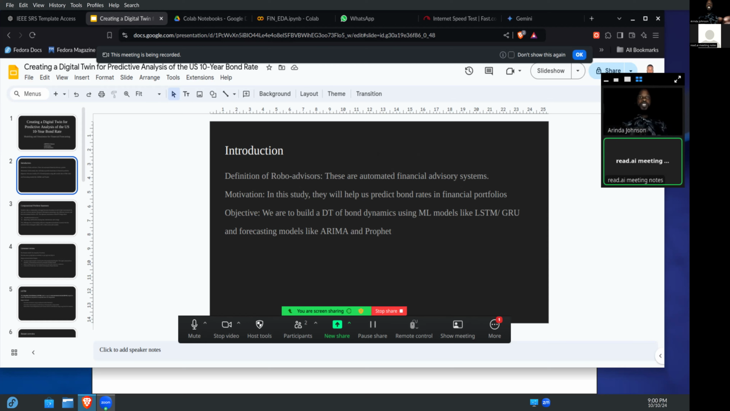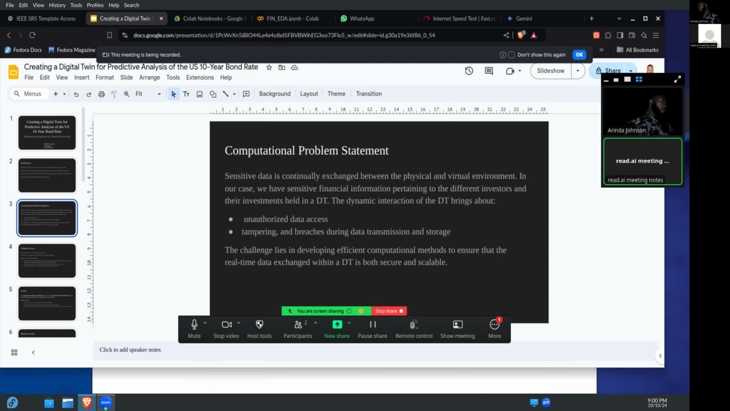The motivation of this study is that they will help us in predicting the bond rates in financial portfolios. The objective is to build a digital twin of bond dynamics using machine learning models and forecasting models. So, the computational problem: digital twins.